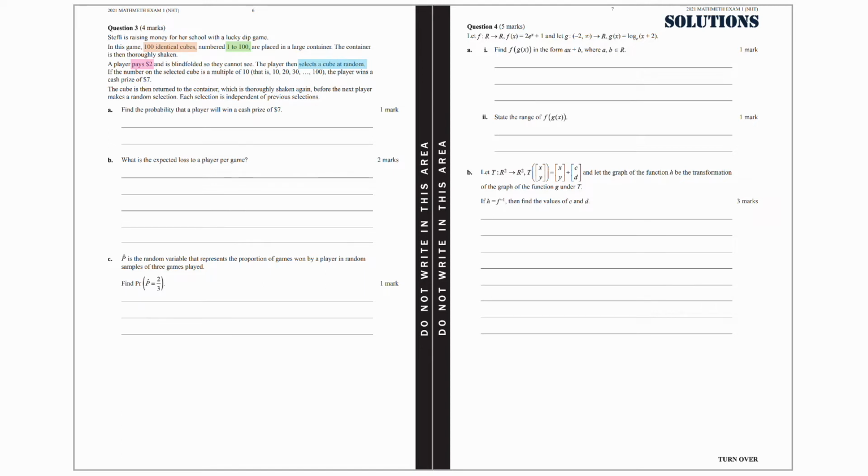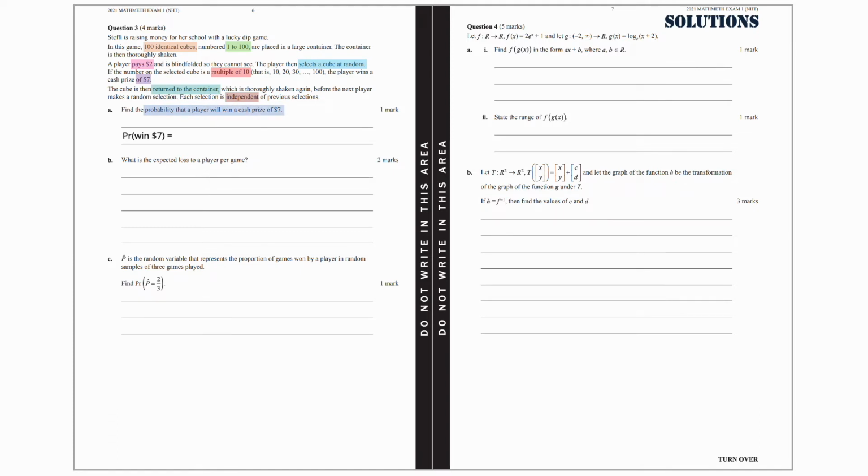If the number on the selected cube is a multiple of 10, the player wins a cash prize of $7. The cube is then returned to the container, which is thoroughly shaken again before the next player makes a random selection. Each selection is independent of previous selections. Part A. Find the probability that the player will win a cash prize of $7.